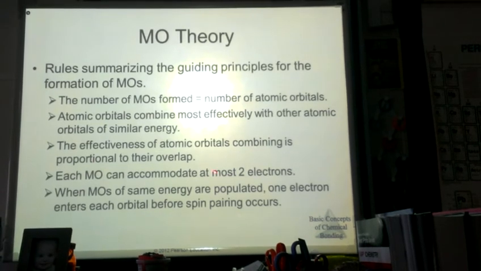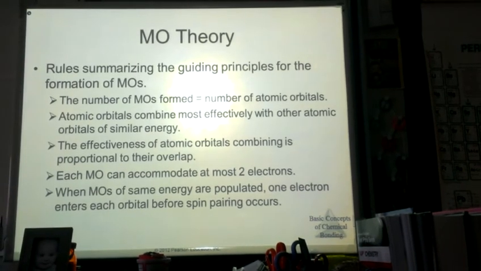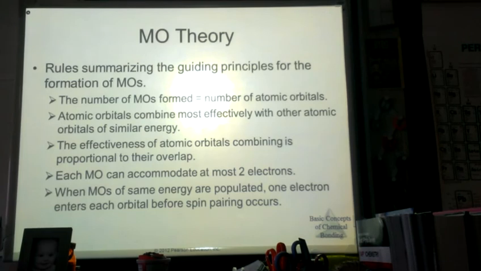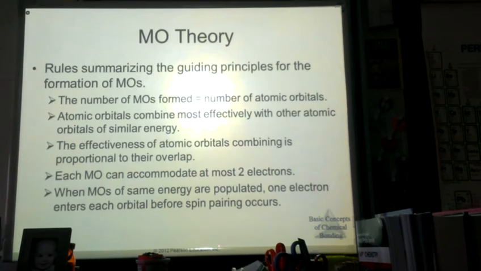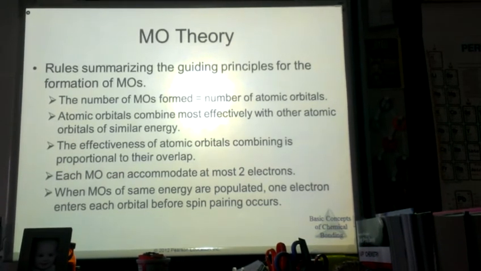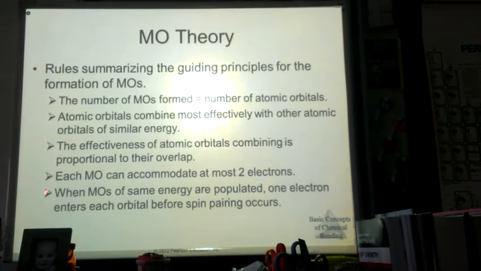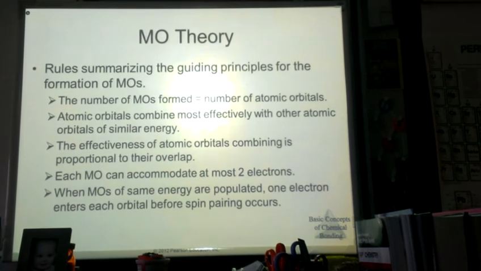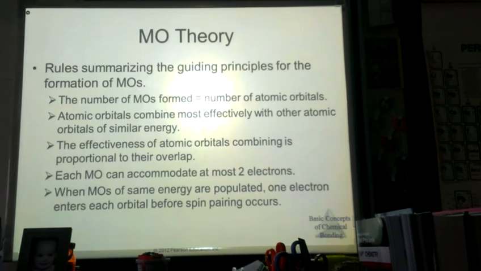Each molecular orbital can accommodate at most 2 electrons, just like when we think about our electron configurations or if we're drawing an orbital diagram. And when molecular orbitals of the same energy are populated, 1 electron enters each orbital before spin pairing can occur. So I have to follow that Aufbau principle, okay? We're going to see this way more when we get into something that has a 2p, since a 2s won't do anything. But tomorrow when we do things with 2p, this is where we're going to see this last one. We probably don't see that one so much yet, okay? So these are just some general rules.